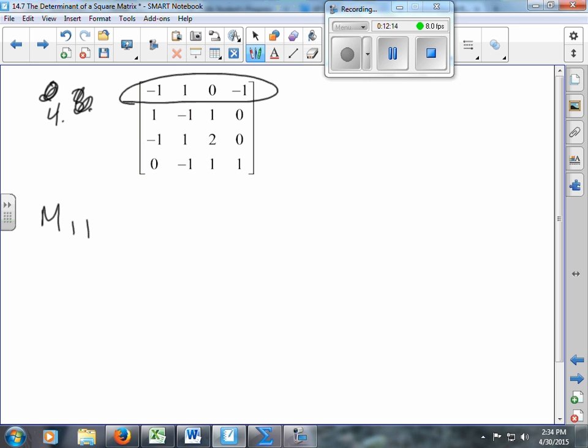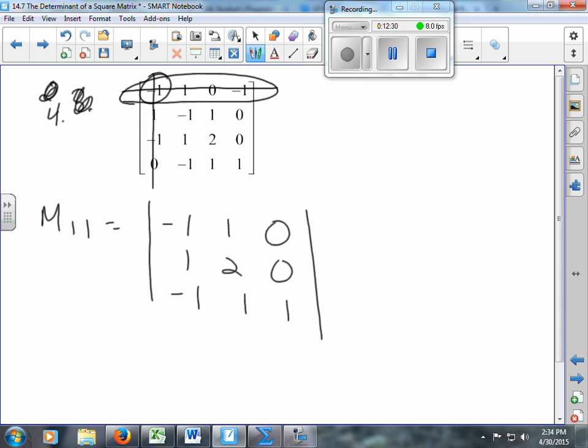So to find minor 1, 1, I'm going to go to my 1, 1 entry, and I'm going to cancel its row and column. And so I just need to take the determinant of the matrix that's left, which is a negative 1, 1, 0, 1, 2, 0, negative 1, 1, 1 matrix. Well, this is a 3 by 3 matrix, not a 2 by 2 matrix. And so I don't know how to find the determinant of that because I haven't shown you how to do that yet. And so let's come back to this question, because it's going to let me show you how to do the determinant of a 3 by 3 matrix, and then we'll come back and find these minors.